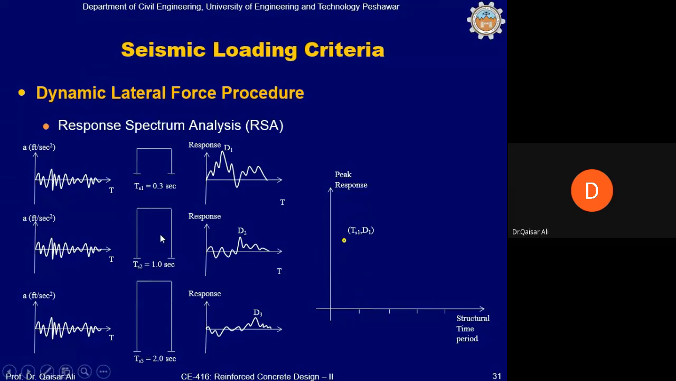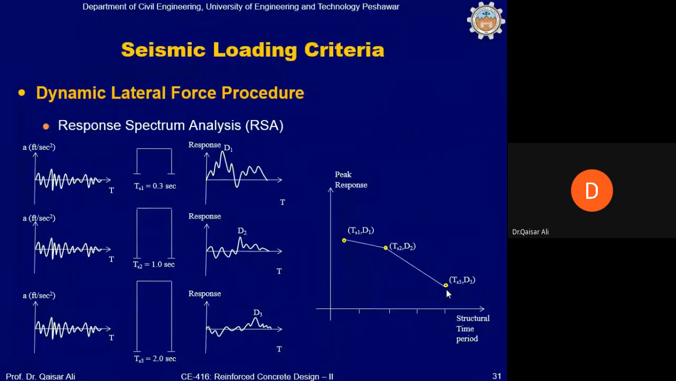Similarly, with the increase in time period of the structure, with the same time history, we can determine the displacement history, and the peak from this displacement history, let's say it is D2. Then D3 against a time period of, let's say, 2 seconds. So with the increase in time period, the displacement may decrease in this manner, which is usually the case.